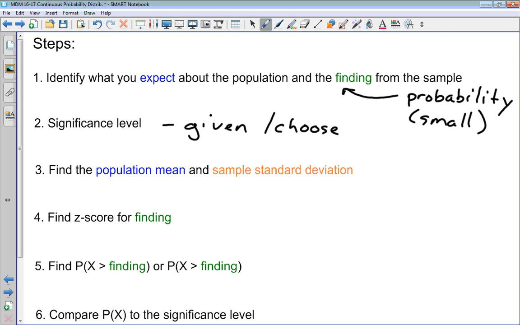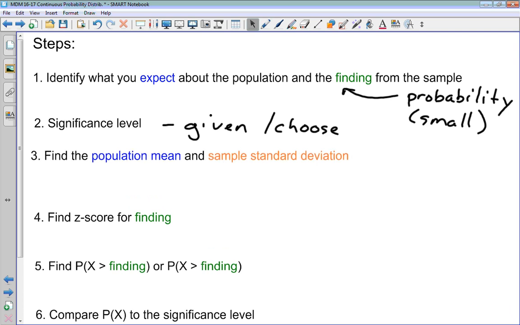Now, in order to find this probability, you're going to need to know the population mean and the sample standard deviation. So there are basically 2 types of distribution that you're going to be using here. You could be using the normal distribution, in which case you'll see in the question that they give you the population mean and usually something to do with the population standard deviation. Now, I put sample standard deviation in orange here because it depends on properties of the population, and it depends on the number of things in your sample.